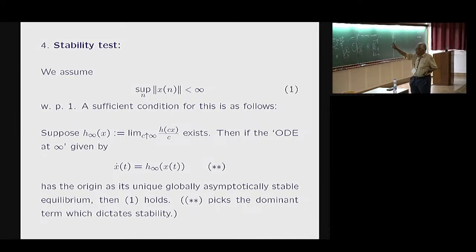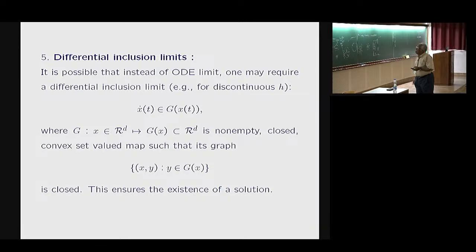So your intuition is that when you have some dynamics, you look at the dominant growth term, the fastest growing term in h(x), and if that is pushing everything down towards zero, that's enough to prove stability of the iterates. This is also a messy affair. Sometimes you do not get an ODE limit for the iterations. For example, if H is discontinuous, you are stuck with this.